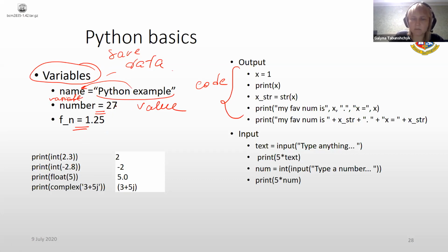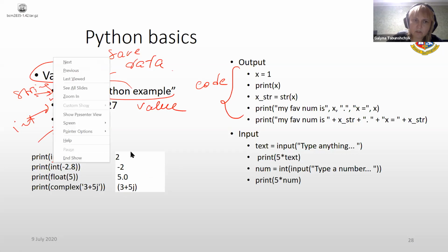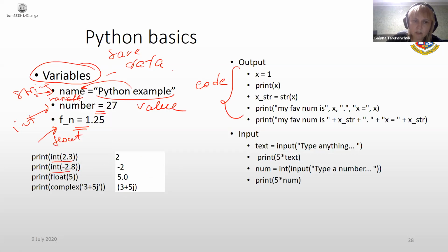Here you can see an example. So name will be a string, number will be an integer, and this will be a float. We could use standard functions to convert your values into the type which we need. You can see these functions have the names of our types.